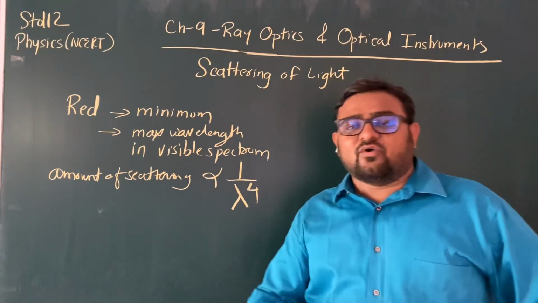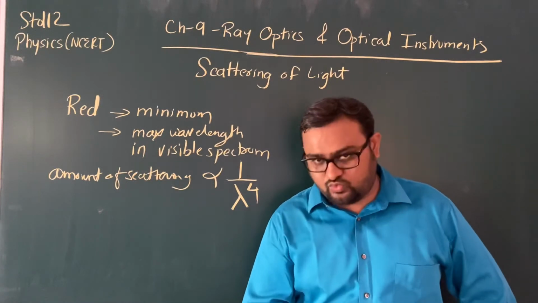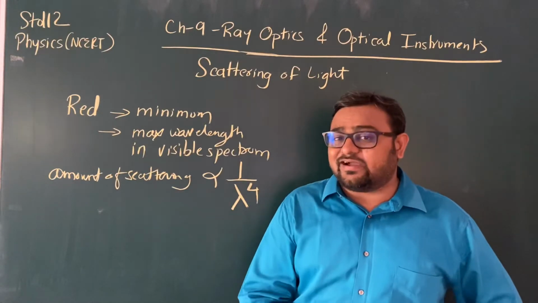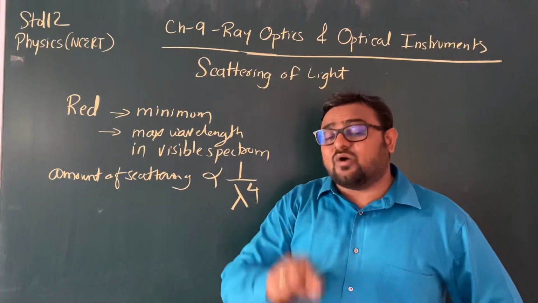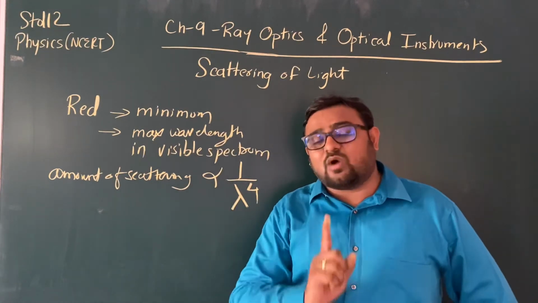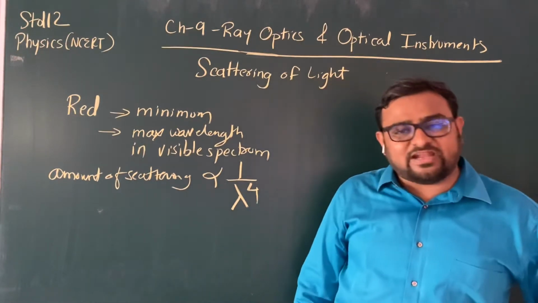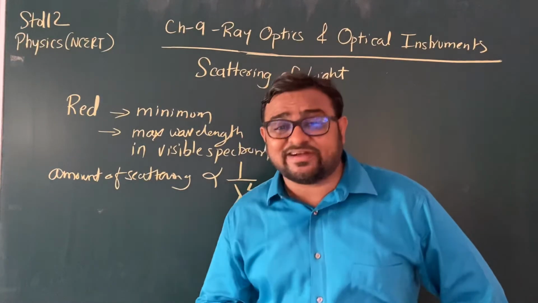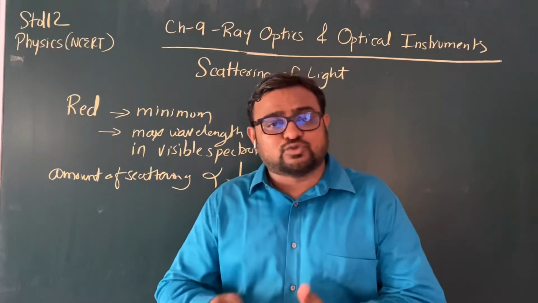So see here, when you observe in the daytime, the sky appears blue because blue light is scattered higher compared to the red light, right? In actual case, violet light has the minimum wavelength. That means violet light must scatter maximum, but the sensitivity of our eye, blue color has higher sensitivity for our eye, so the sky appears blue.